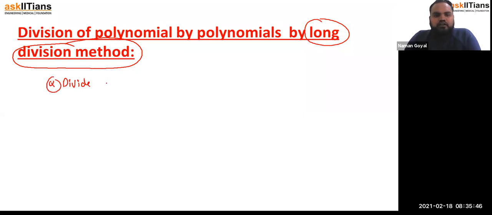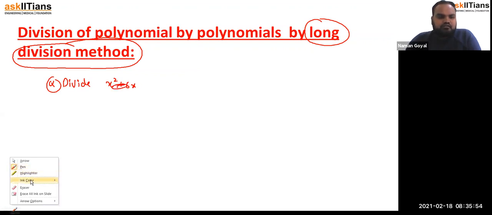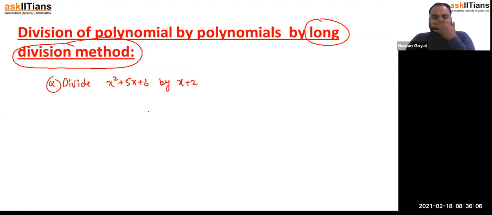if I want to divide x square plus 6x, x square we can take, not 6x, let me erase this. So what we want to do, we want to divide x square plus 5x plus 6 by x plus 2. What we have to do, we have to divide x square plus 5x plus 6 by x plus 2 by long division method. So let's see how we do this. So we have to solve this.